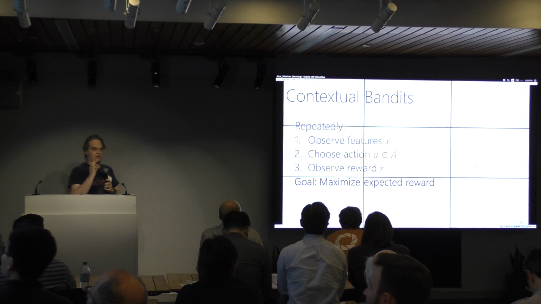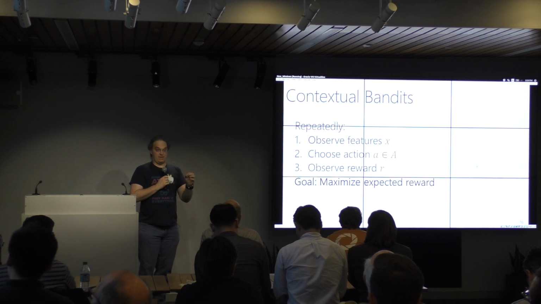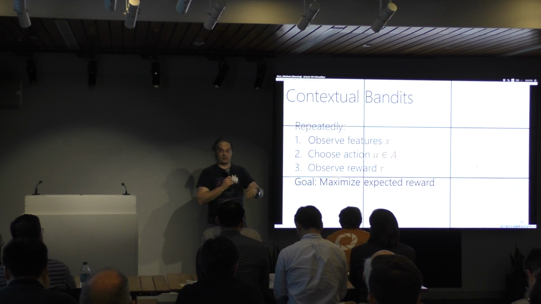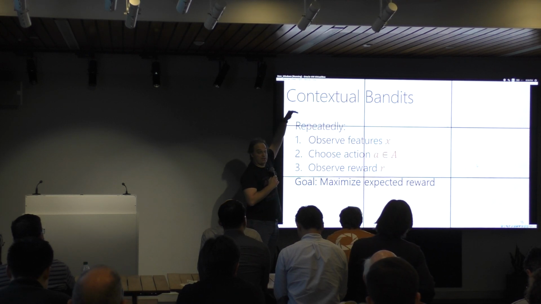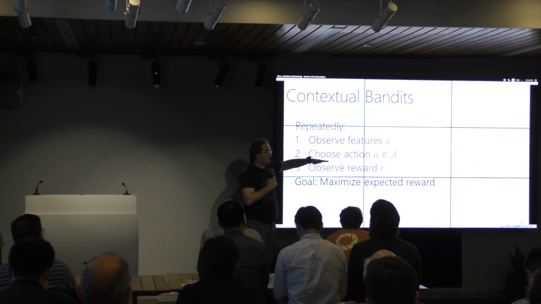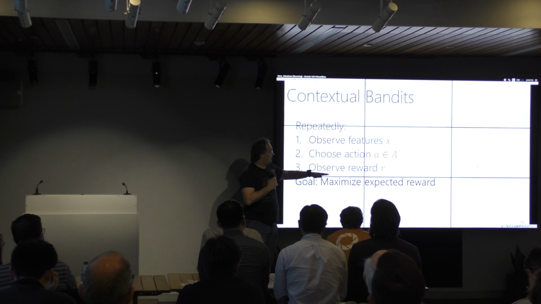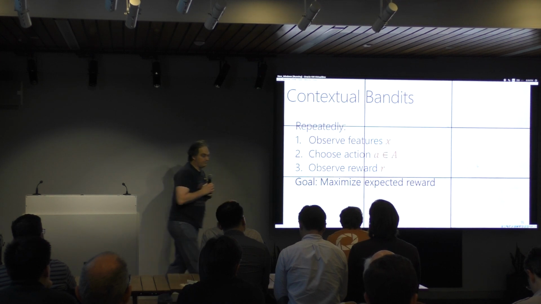So I want to tell you just a little bit more about how to think about this. So we're thinking about a contextual bandit problem. It's not supervised learning. It's a one-step reinforcement learning, also known as contextual bandits. So what happens in contextual bandits is you observe features, you choose an action, and then you observe the reward. And now you're trying to maximize your expected reward.